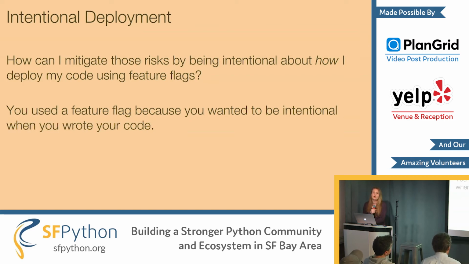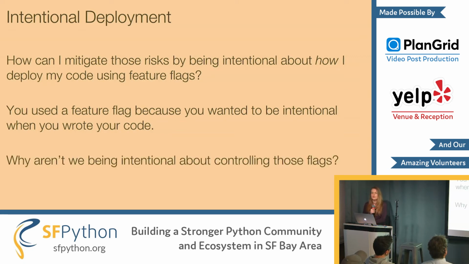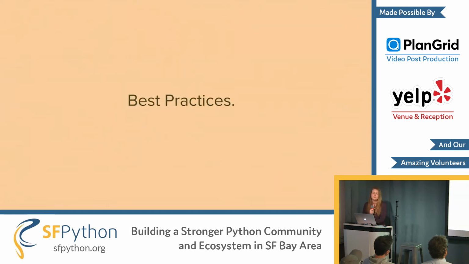So it all goes back to intention, because really you used a feature flag because you wanted to be intentional when you wrote the code. That's literally why you put the feature flag in. And now why aren't we being intentional about controlling these feature flags? Kind of makes sense. So let's talk about some best practices. The words I want to focus on are visibility and accountability, right?